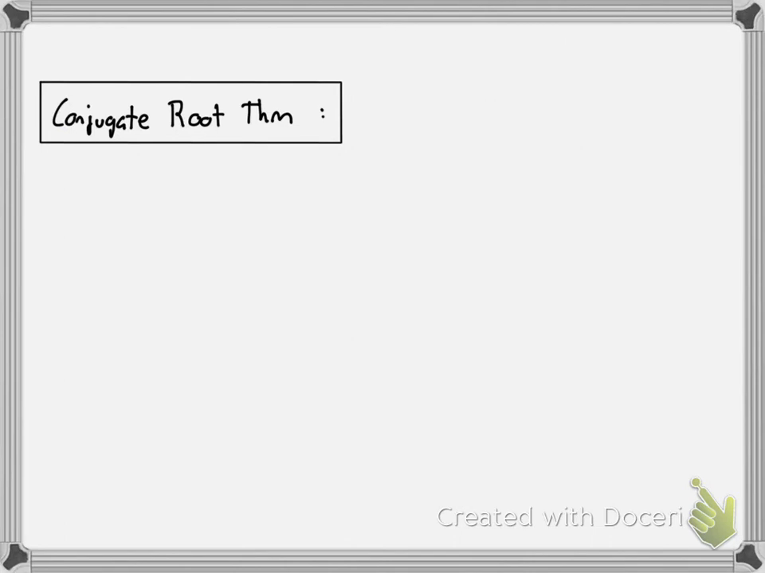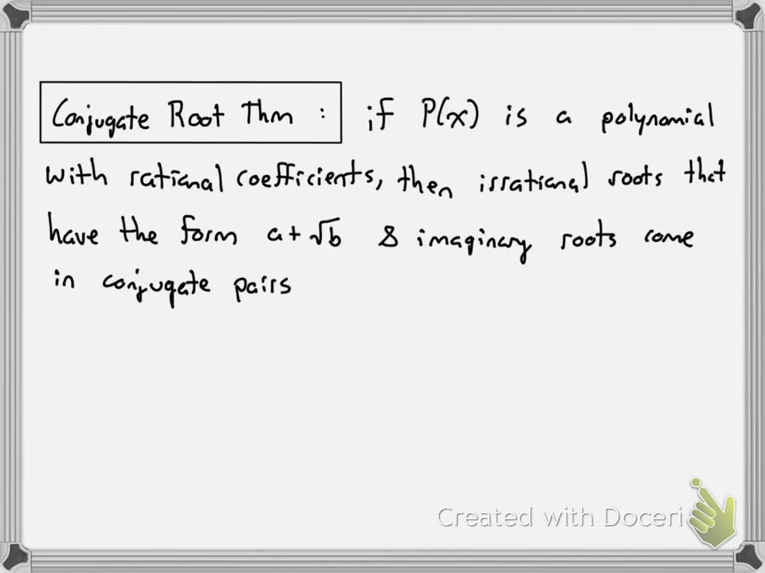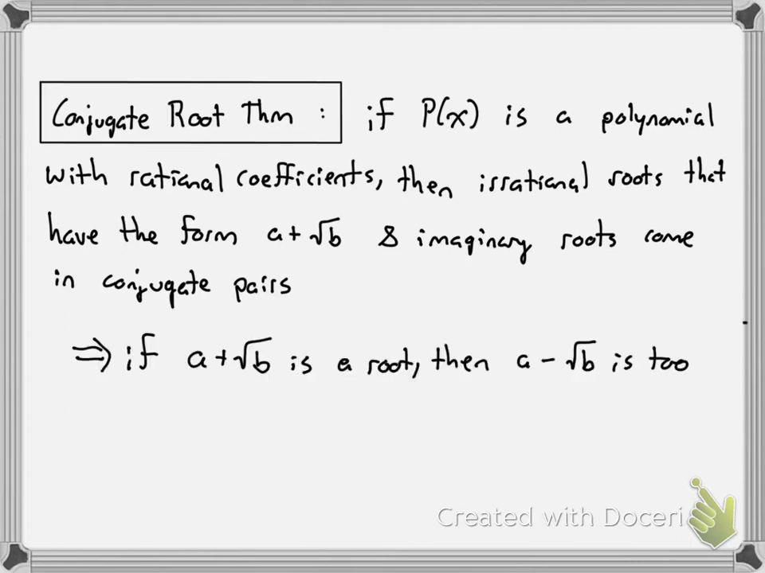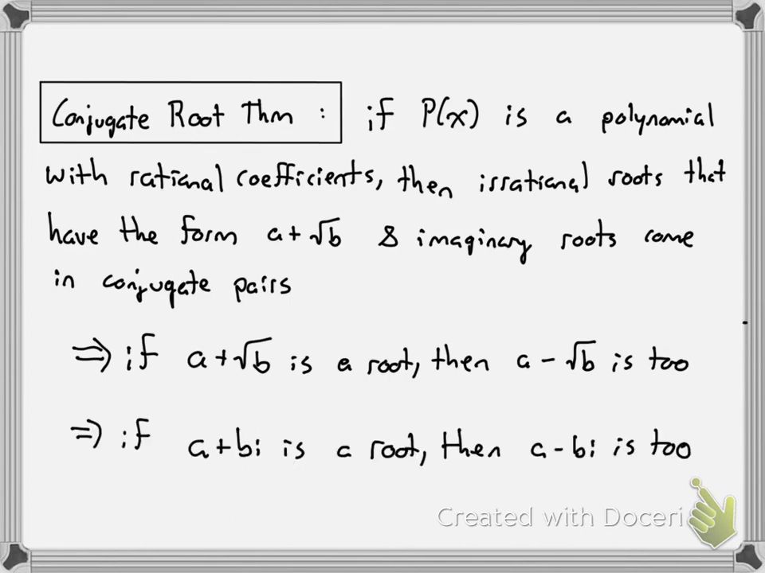The last thing we're going to talk about today is the conjugate root theorem. So if a polynomial p of x has rational coefficients, then irrational roots that have the form a plus the square root of b and imaginary roots come in conjugate pairs. So what that means is that if I have a polynomial and I figure out that a plus the square root of b is a root, then a minus the square root of b would also have to be a root. Similarly, if a plus bi is a root, then a minus bi would have to be a root too.